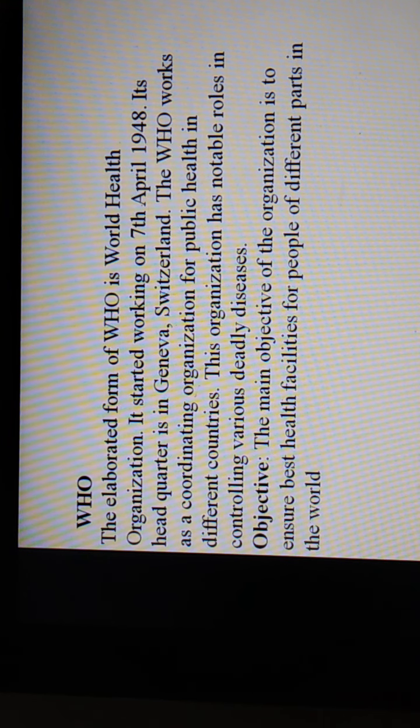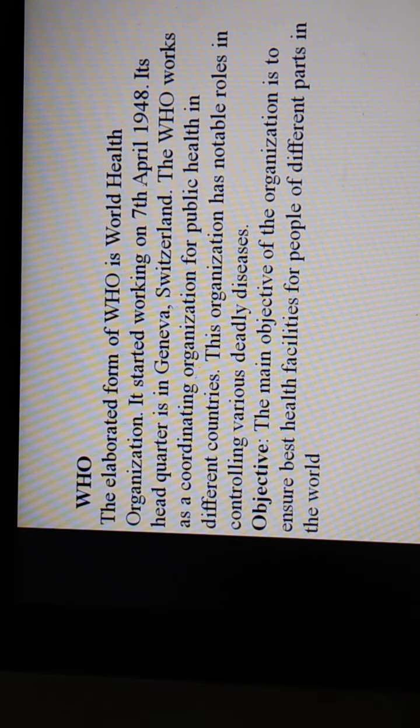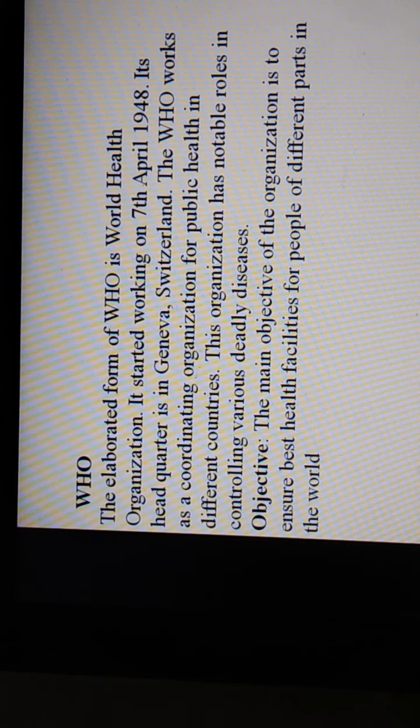Now, WHO. The elaborated form of WHO is World Health Organization. It started working on 7th April 1948. Its headquarters is in Geneva of Switzerland. The WHO works as a coordinating organization for public health in different countries of the world. That is, it is a health organization of the United Nations. This organization has notable roles in controlling various deadly diseases. Objective. The main objective of this organization is to ensure best health facilities for the people of different parts of the world.